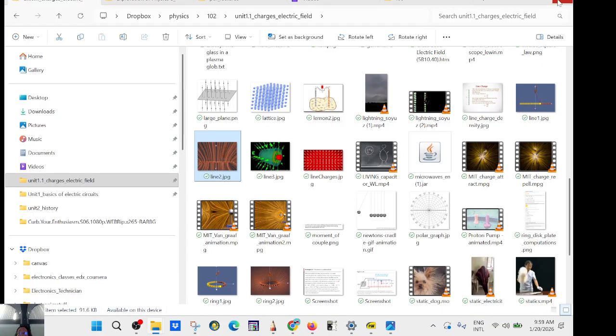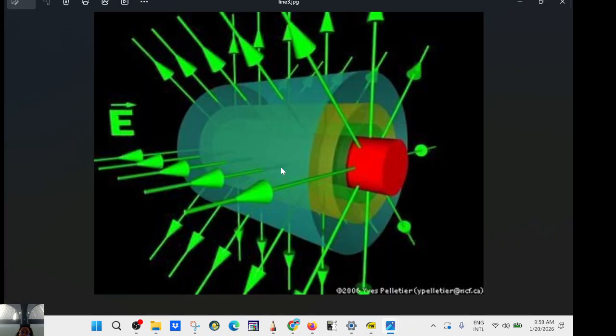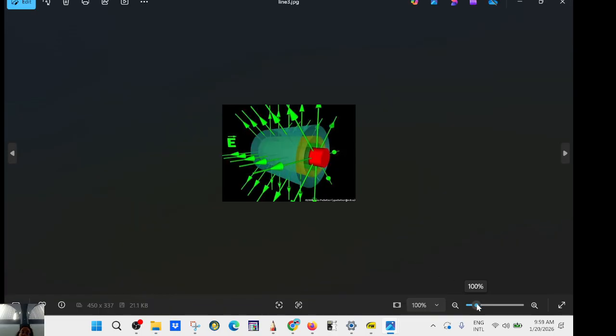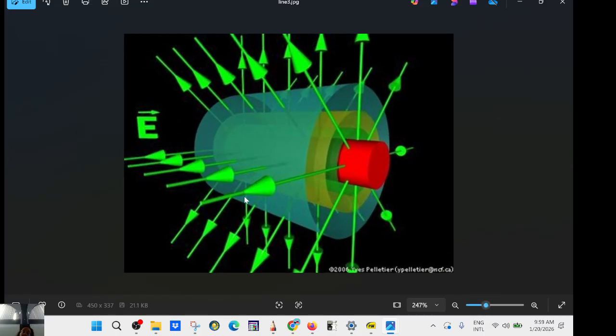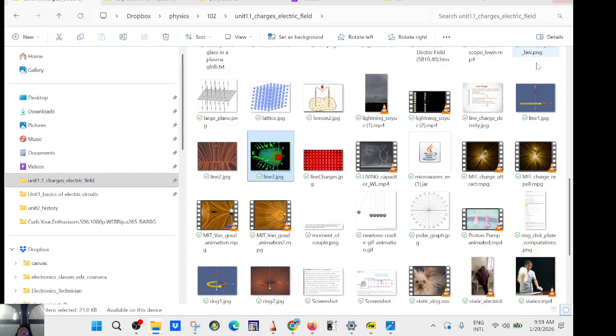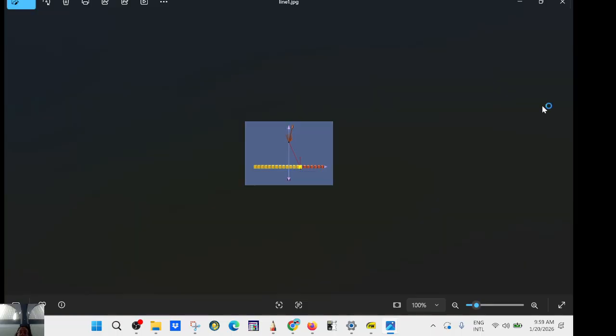There used to be a very nice simulation, but they removed it. It looks like this in 3D, from the plus to the minus, where the minus will be far away. That's what it looks like. So how do we do that mathematically?